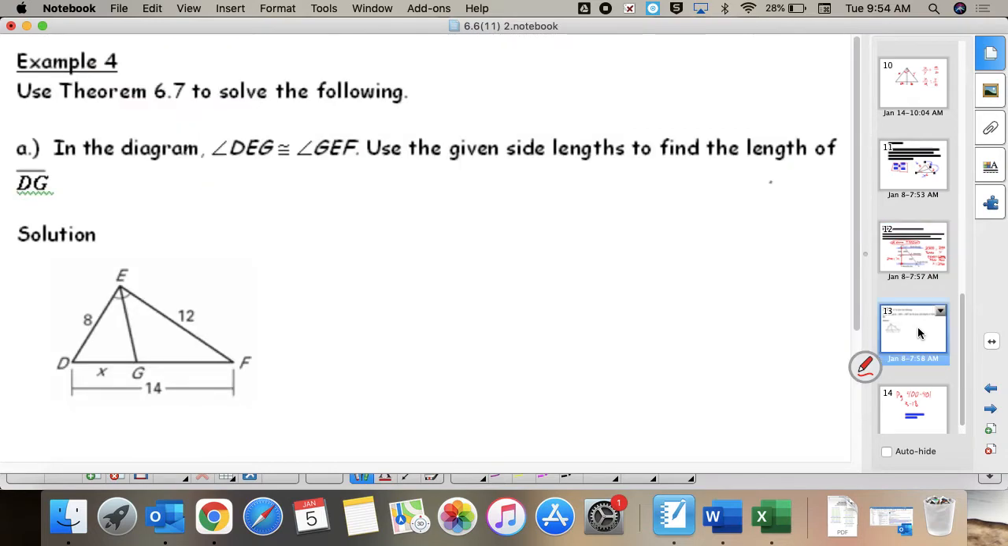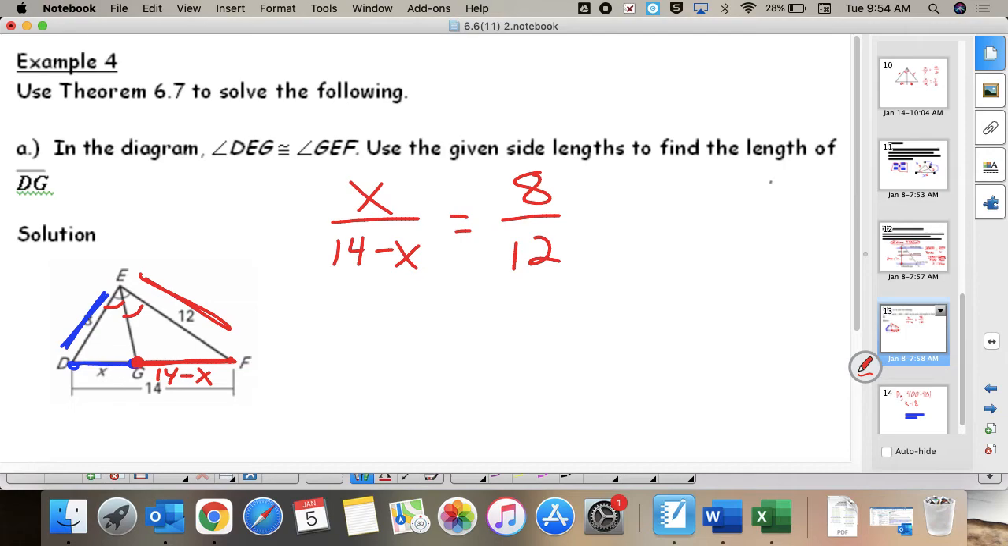Brings us to our last example today. Now we're looking at that angle bisector theorem. Since these two angles are equal, what my theorem says is the ratio of DG to FG will be the same as our ratio of ED to EF. So that ratio of X to, in this case, for G to F, if the left part is X, the right part has to be 14 minus X. Equals on the right-hand side, we get 8 over 12.